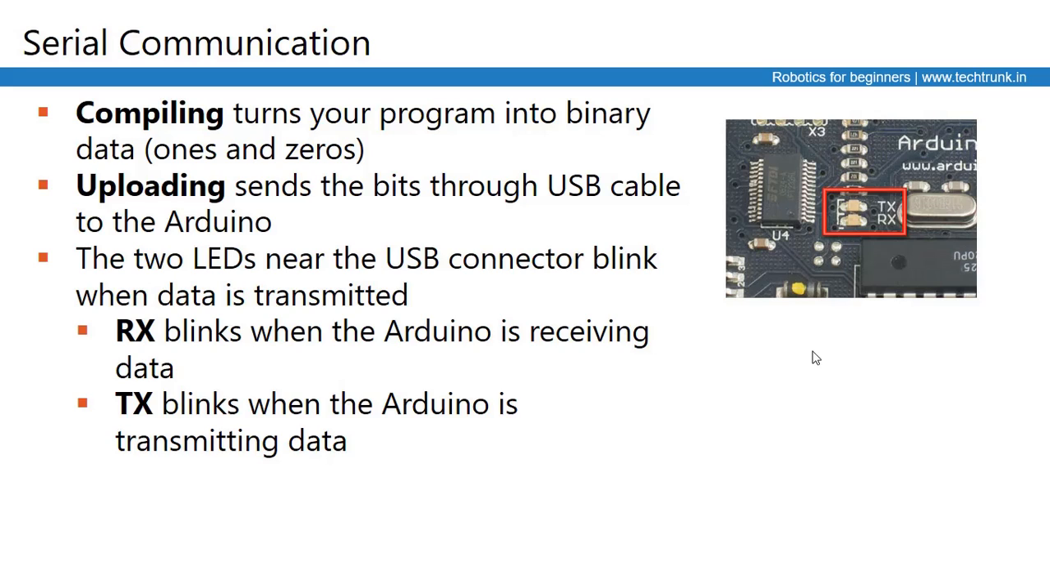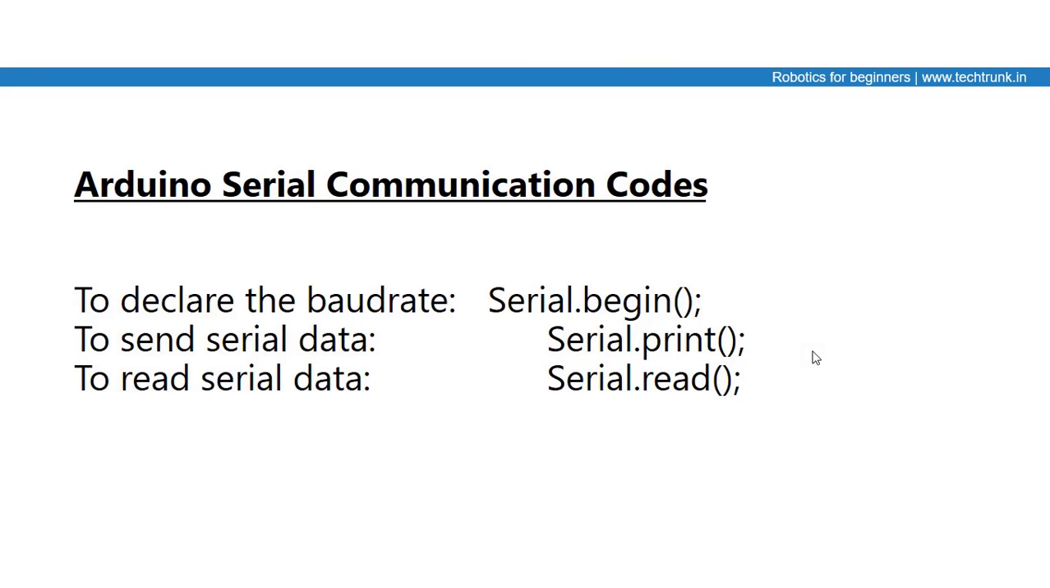So the two LEDs near the USB connection blink when the data is transmitted or received. The RX LED will blink when the Arduino is receiving data, whereas the TX LED will blink when Arduino is transmitting data. In Arduino, for doing serial communication, it is a must that we declare the baud rate before either transmitting or receiving the serial data. For declaring the baud rate, the syntax used in Arduino is Serial.begin. Inside Serial.begin, the parameter that we pass is the baud rate. So you may pass Serial.begin(9600), where 9600 is our baud rate.